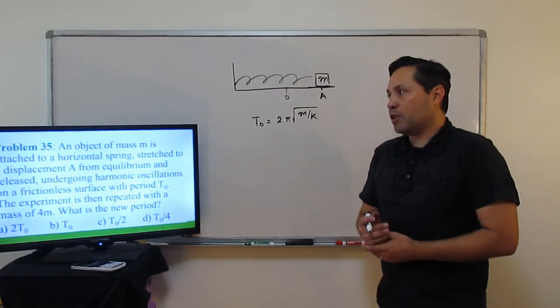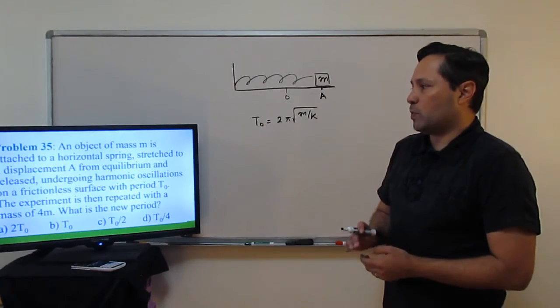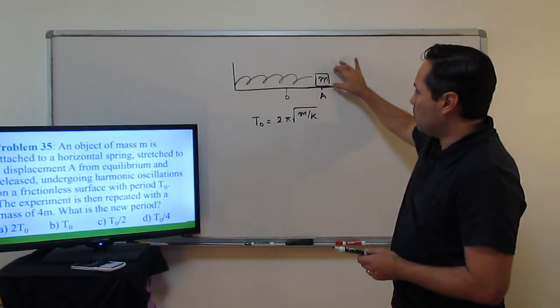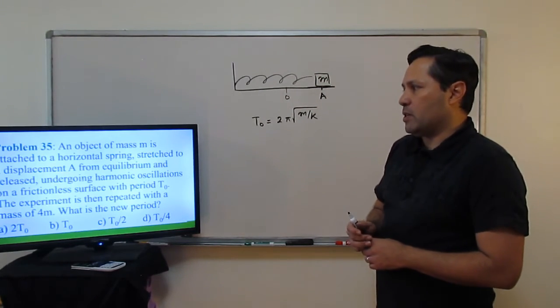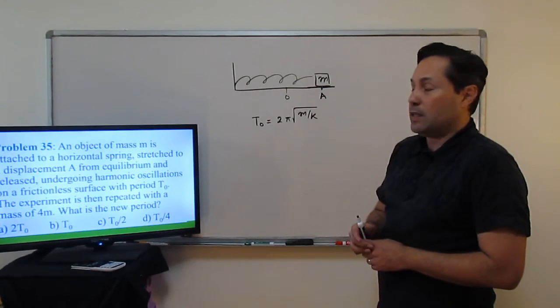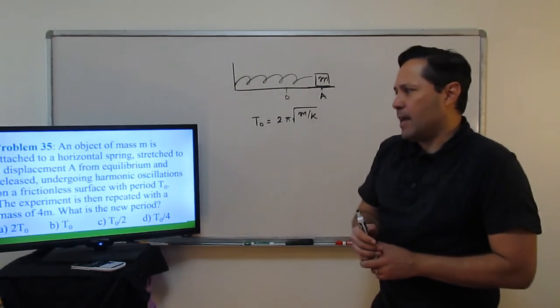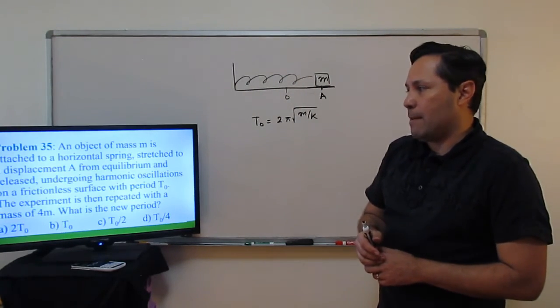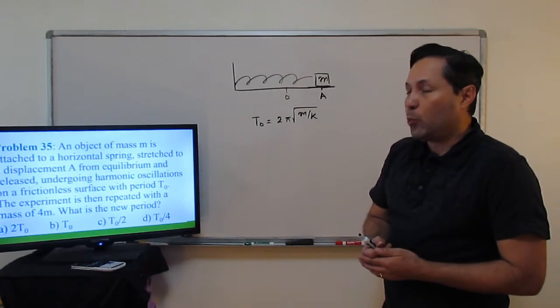It says, an object of mass m is attached to a horizontal spring stretched to a displacement A. So here we go, they grab it from here and pull it all the way to A from the equilibrium, and it is released, undergoing a harmonic oscillation on a frictionless surface with period T0. So it's going to go back and forth, and the period is T0. The experiment is then repeated with a mass of 4m, 4 times as heavy. What is the new period?